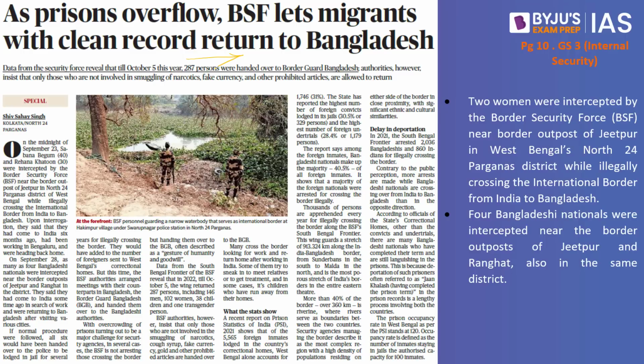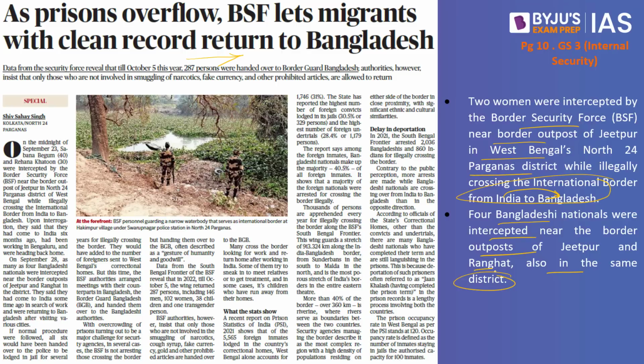Two women were intercepted by the Border Security Force near the border outpost of Jitpur in West Bengal's North 24 Parganas district while illegally crossing the international border from India. So they had entered India, they did work in India as well, and they were going back to Bangladesh when they were intercepted by the Border Security Force. Four Bangladeshi nationals were intercepted near the border outposts of Jitpur and Rangad, also in the same district. Four other people were also caught by the BSF and they were allowed to go back to their home country.